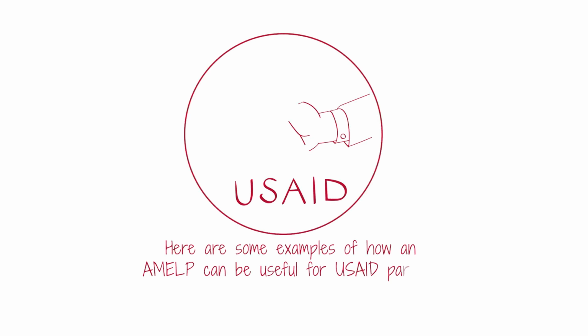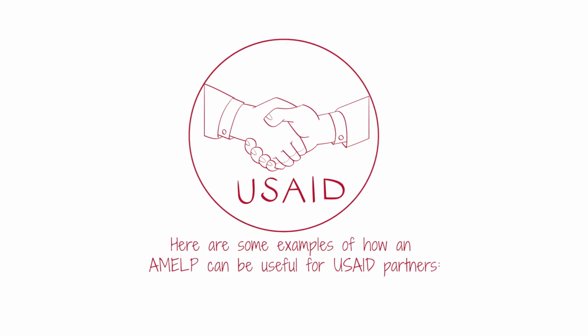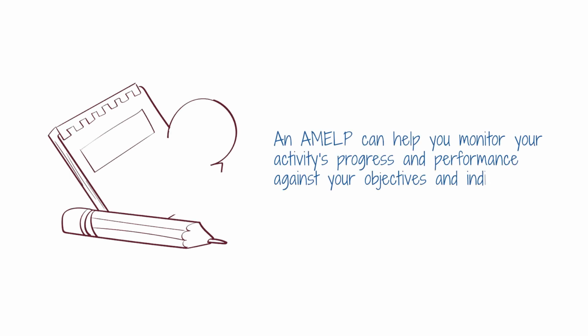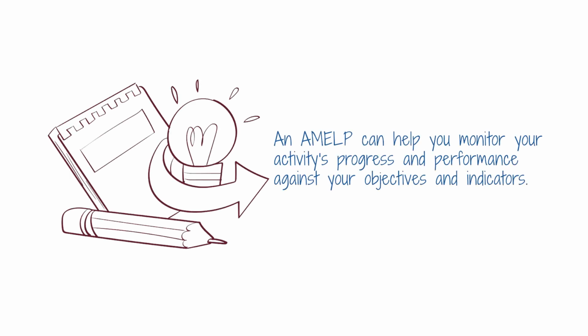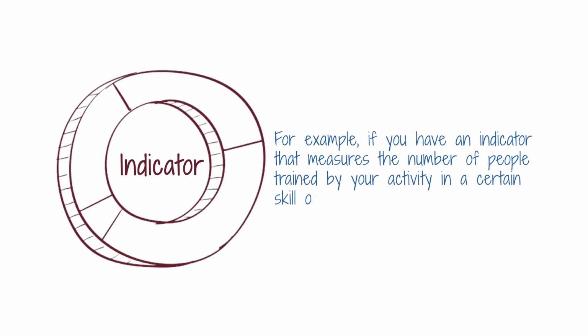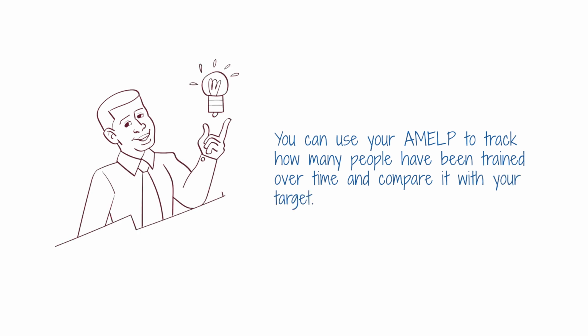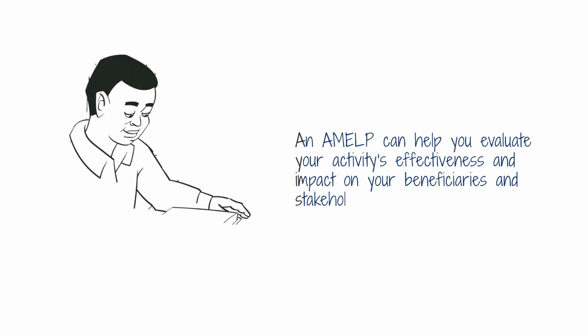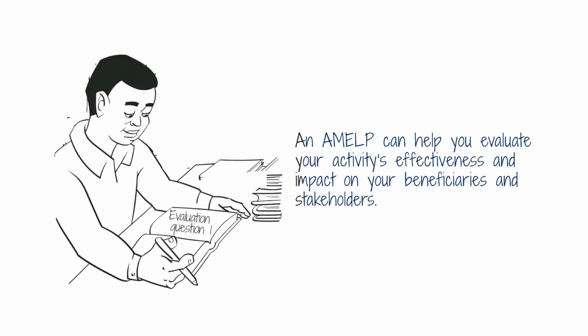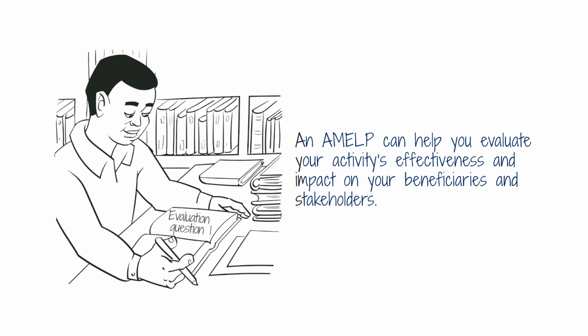Here are some examples of how an AMELP can be useful for USAID partners. An AMELP can help you monitor your activity's progress and performance against your objectives and indicators. For example, if you have an indicator that measures the number of people trained by your activity in a certain skill or topic, you can use your AMELP to track how many people have been trained over time and compare it with your target.